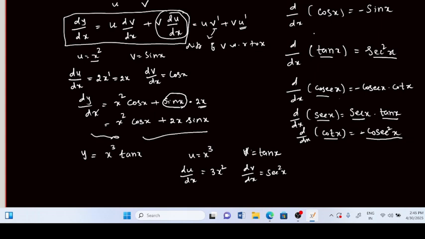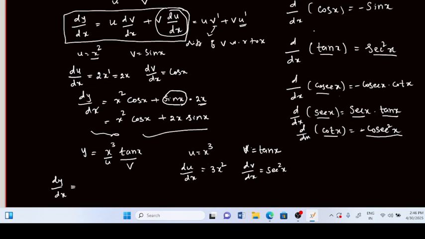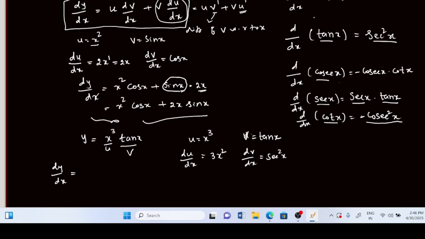So here this is u, this is v. So dy by dx we can write as, I am not writing the formula because the formula is already written here. So this is the product rule.